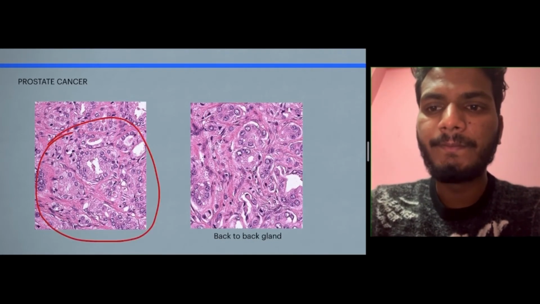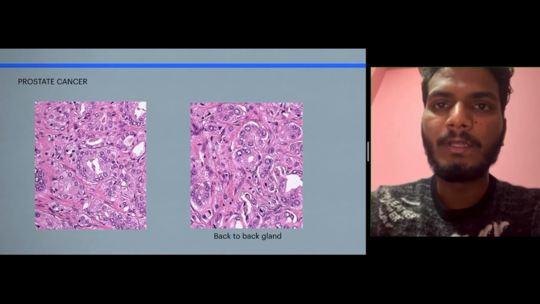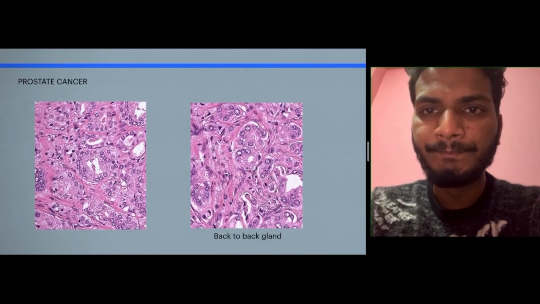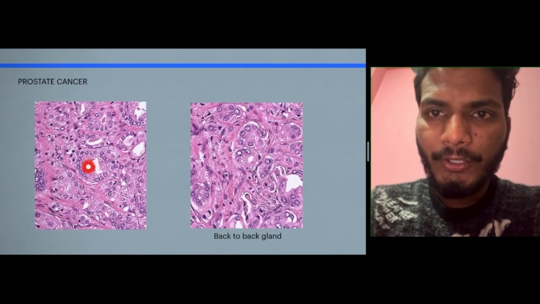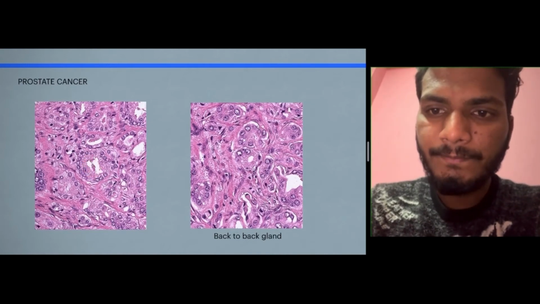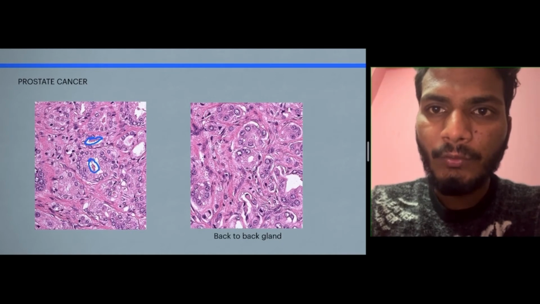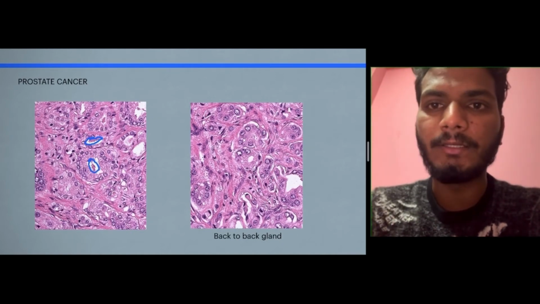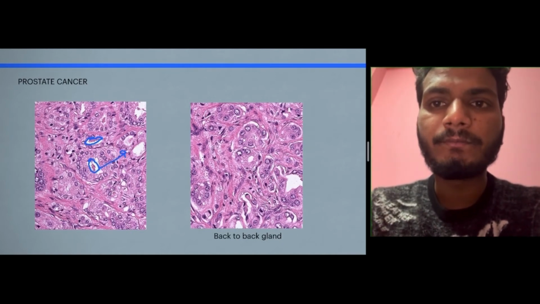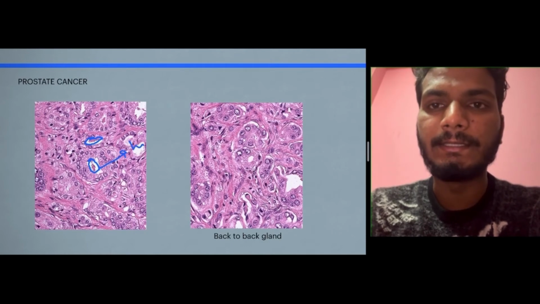In this slide, we can see that there are eosinophilic structures in the middle of the gland, which is seen in early stages of prostate cancer. These are not seen in higher stages. These are seen in early stages of prostate cancer.